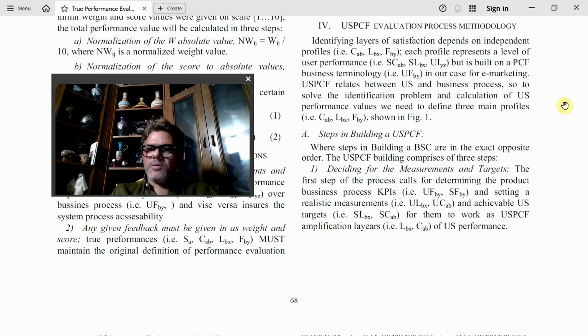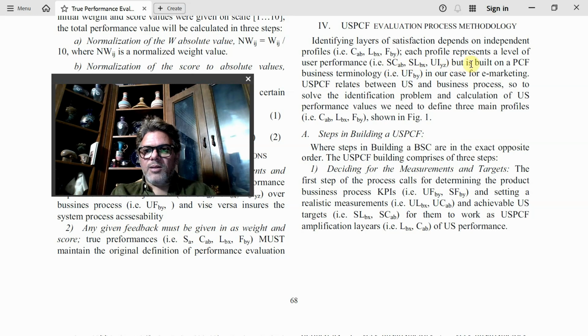User satisfaction process classification from evaluation process methodology. Identifying layers of satisfaction depends on independent profiles, the category levels framework. Each of the profiles represents a level of user performance, satisfaction categories, satisfaction levels, and the user indicators over the PCF.